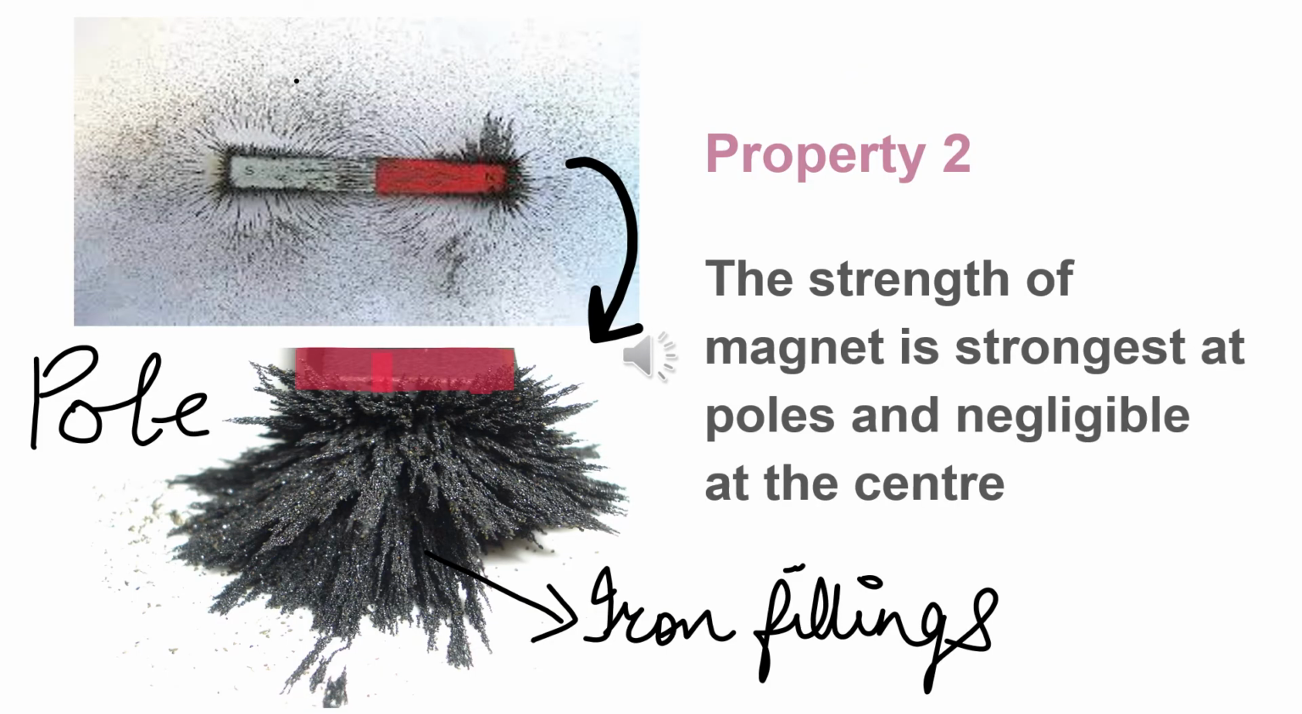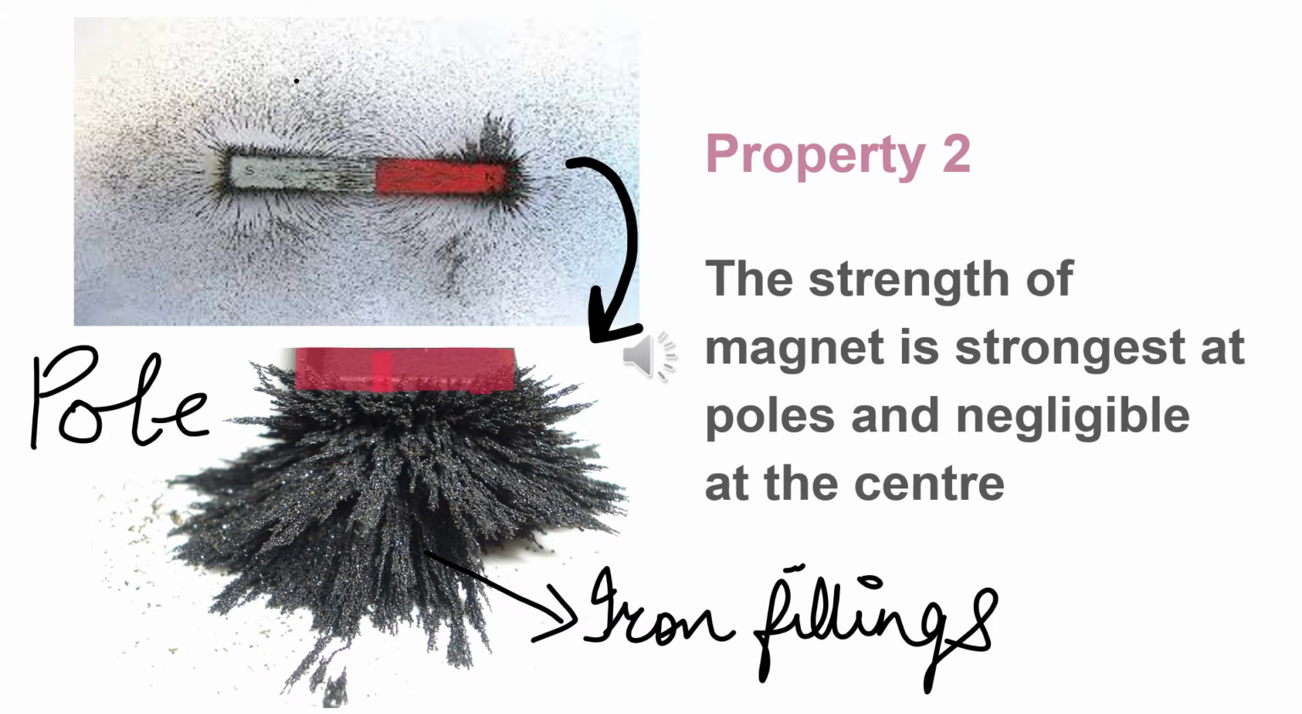The next property is on the strength of the magnet, because a magnet is known for its magnetic powers. This magnetic influence is always at the corners. The corners are called poles, right? And these poles show all the attraction. At the center you are not going to see a lot of attraction. The center's attraction is negligible, and the corners have all the strength.